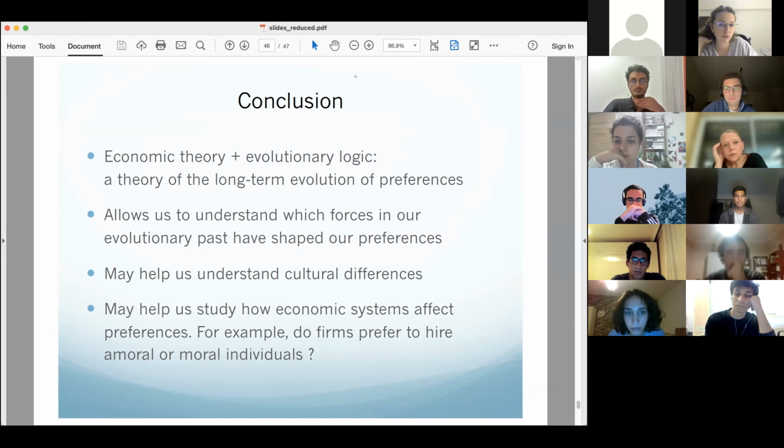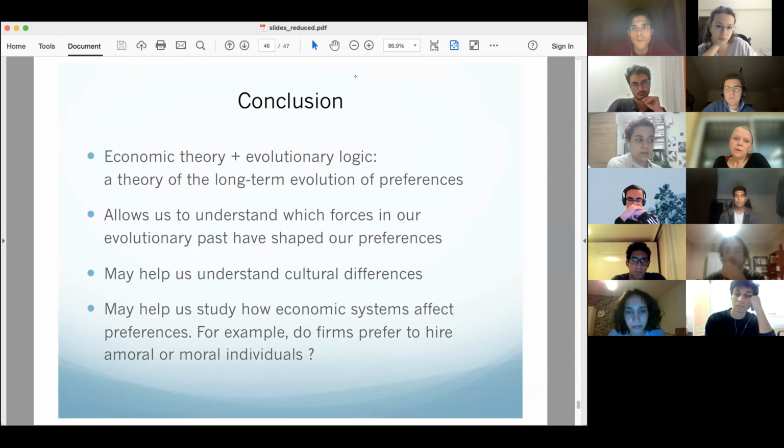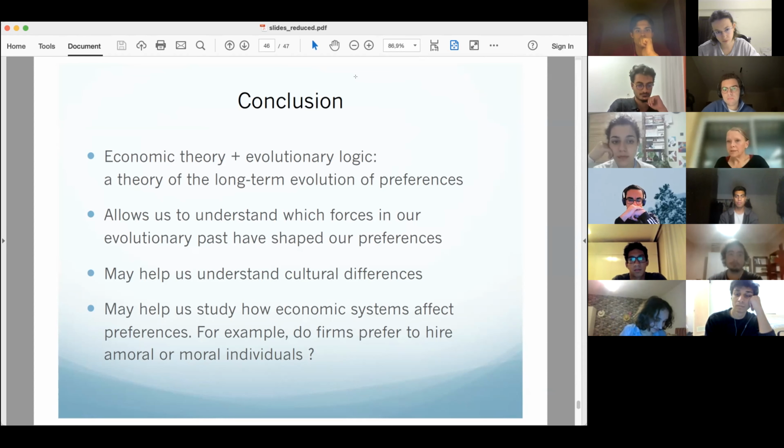Okay, so this leads me to the conclusion, right, that in this work we combine economic theory and evolutionary logic to build a theory of the long-term evolution of preferences. And I think that it allows us to understand which forces in our evolutionary past have shaped our preferences. And it can also help us understand differences between different parts of the world, because we have evolved in different ecologies. And it may also help us study how economic systems affect preferences. For example, as I was mentioning, firms can prefer to hire moral or amoral or altruistic people or spiteful people. This may have consequences on the future composition of populations in terms of these preferences.